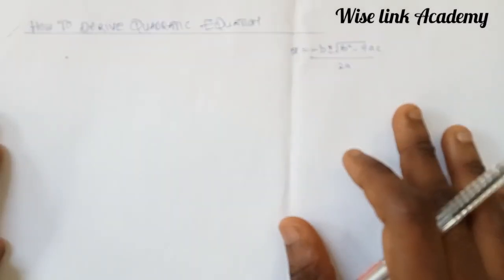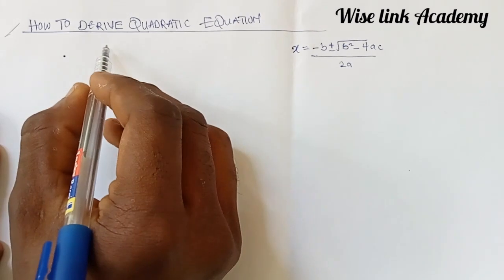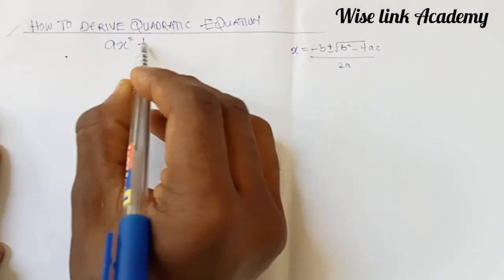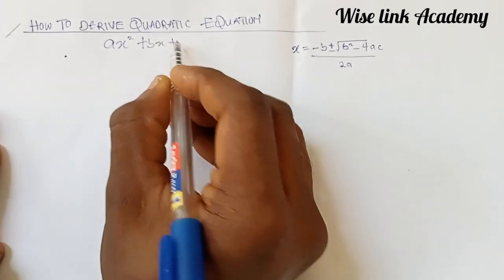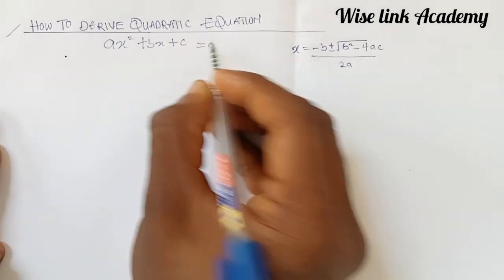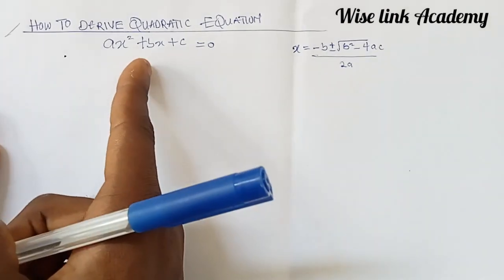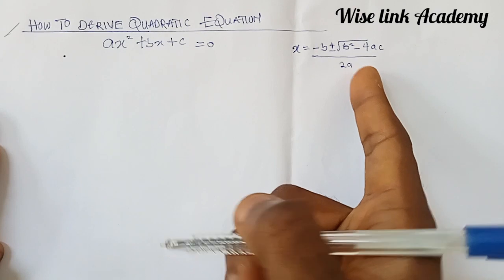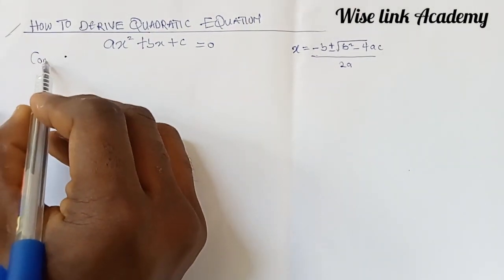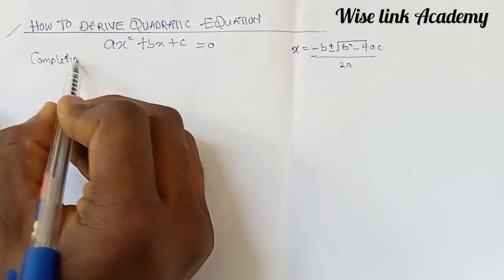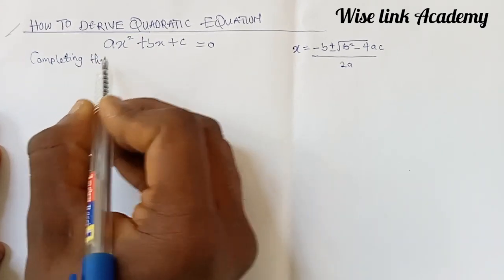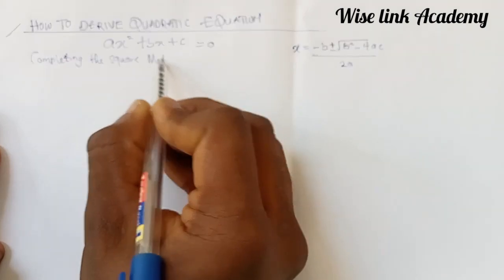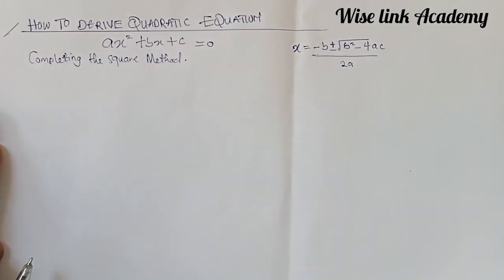Now, from the word quadratic, we know our quadratic equation is expressed as ax squared plus bx plus c equals 0. Isn't it? From this, we're going to derive the formula using what we call the completing the square method. So let's start with that.